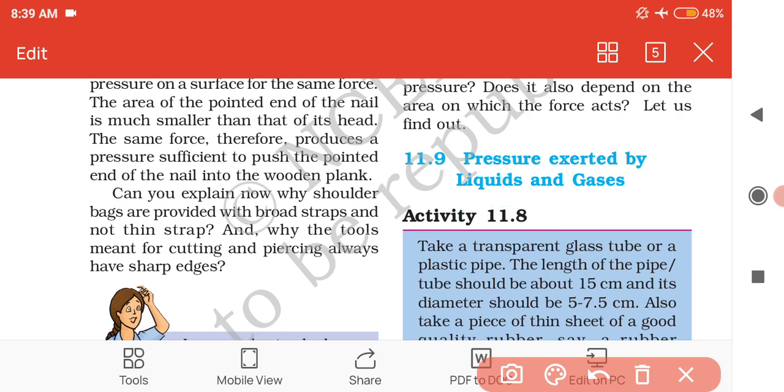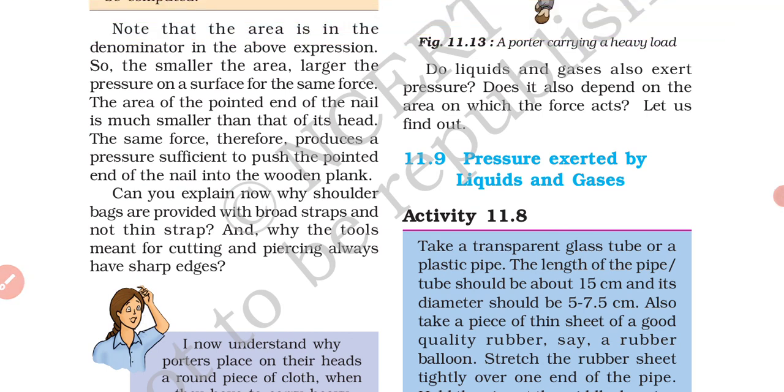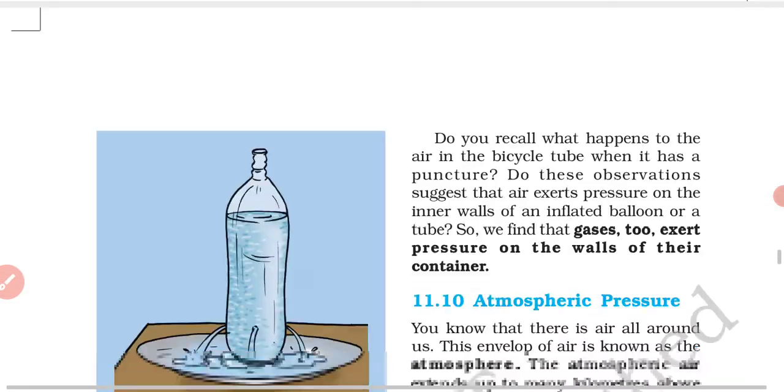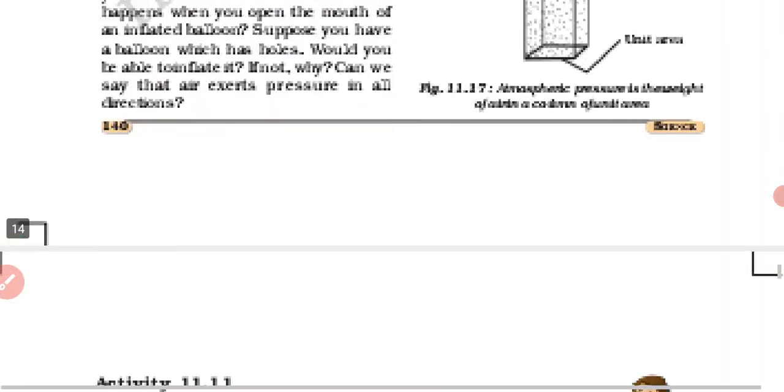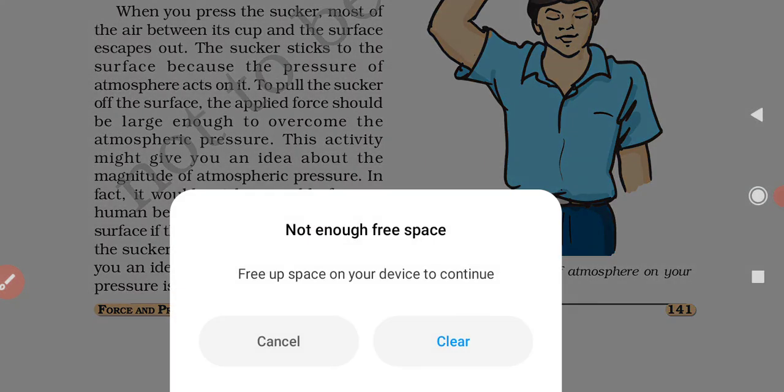Okay, yes. So with this we will conclude this video today. Our last topic left from the chapter is atmospheric pressure, which we will be covering in the next video. So yes, that's all for today.